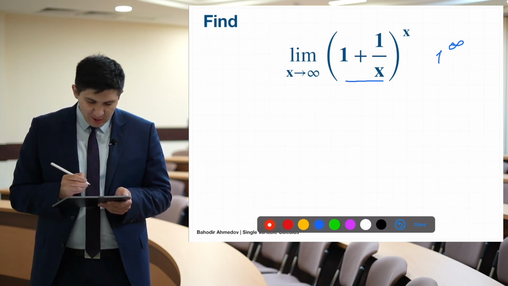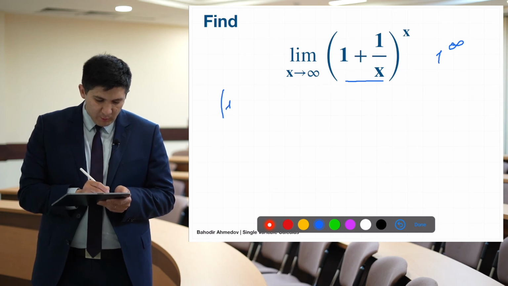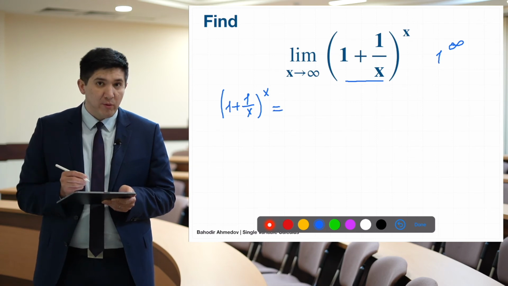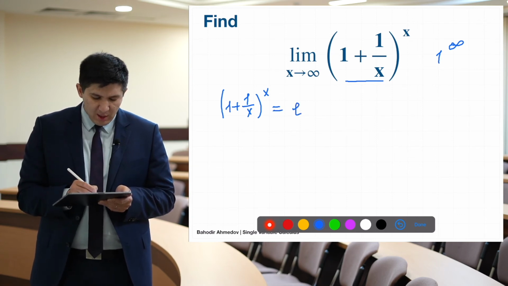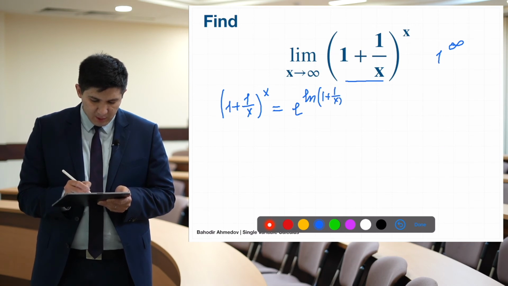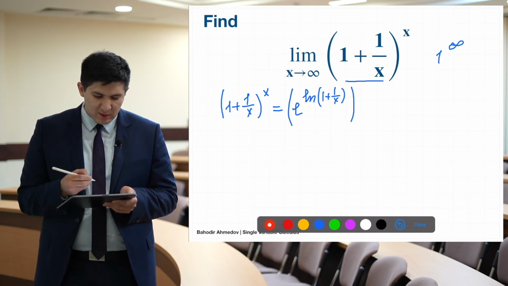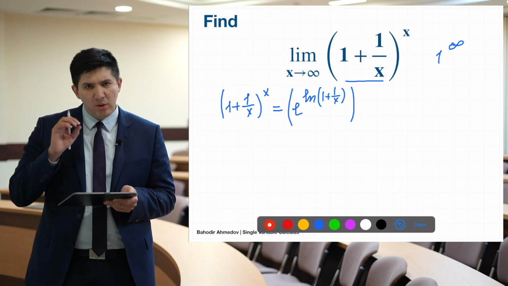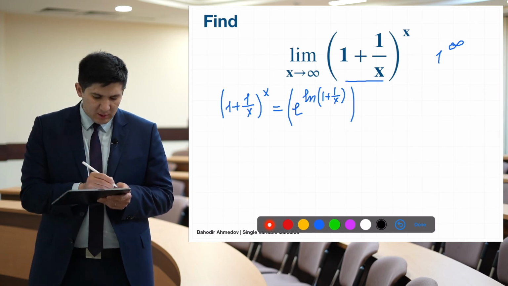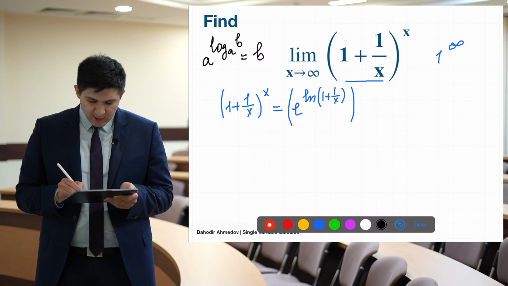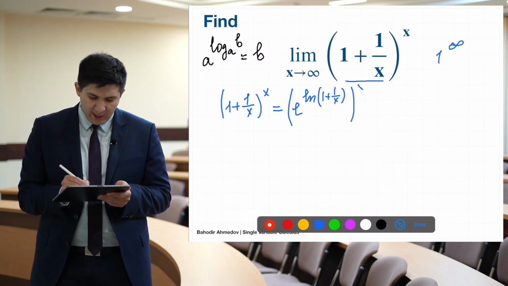So I'm going to do this. I'm going to rewrite this form, 1 plus 1 divided by x to the power of x, in a slightly different form. I'm going to write it as e to the power of ln of 1 plus 1 divided by x. This is going to be 1 plus 1 over x, right? Because you know this rule of logarithms: a to the power of log base a of b is simply b. And this is all to the power of x.